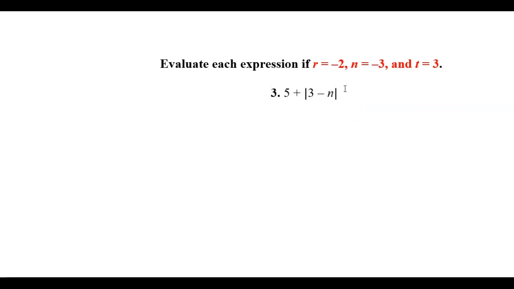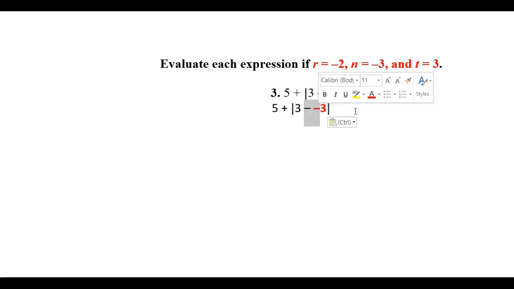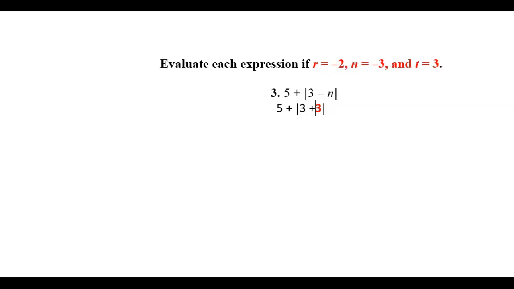And then similarly, in example number 3, we have 5 plus the absolute value of 3 minus n. This time, my variable is not t, but n. So we're going to take the n and replace it with the value given, which in this case is negative 3. And we know in mathematics, if we have a minus a negative, it turns to a positive. So we get 5 plus the absolute value of 3 plus 3. That's 5 plus the absolute value of 6. The absolute value of 6 is 6, so 5 plus 6 is in fact 11.